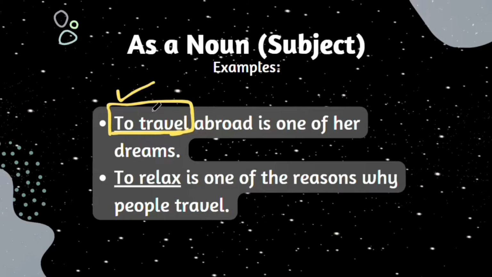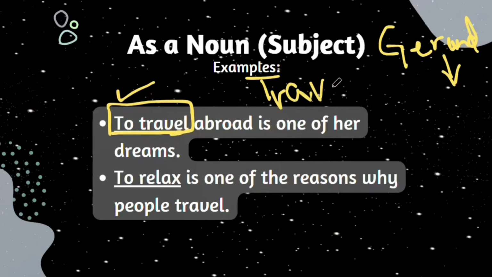If you want to make sure whether it's a noun or not, you can replace it with a gerund. You know that gerunds are the ing form of verbs that work as nouns, right? If you don't know about this, please check out a link in the description box that will give you details about the different types of nouns, right? So to travel abroad, traveling abroad. Let's change it with this. Traveling abroad is one of her dreams. Is it making sense? It means to travel is the noun here.